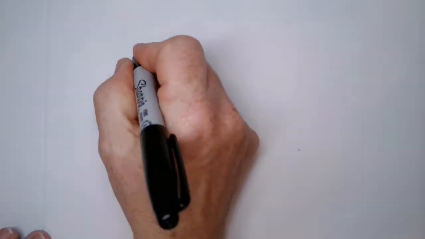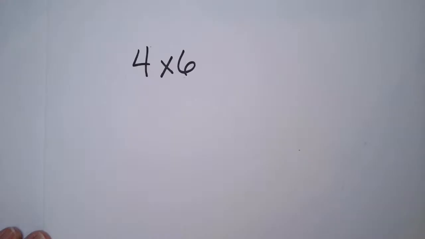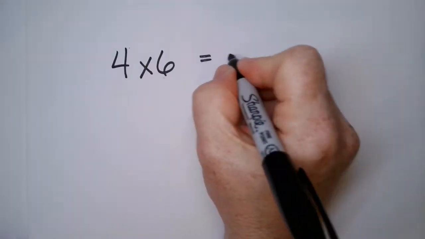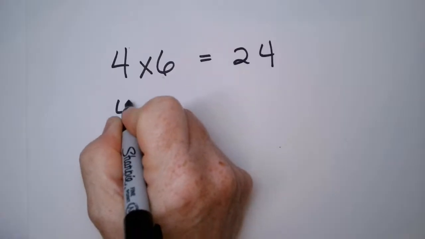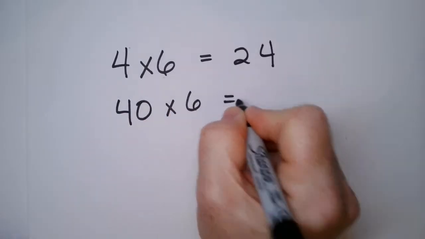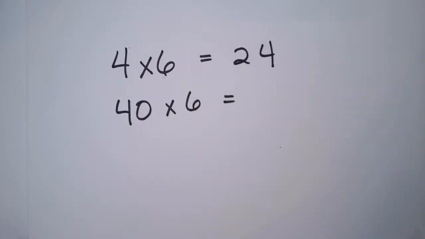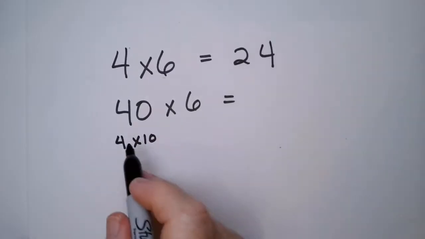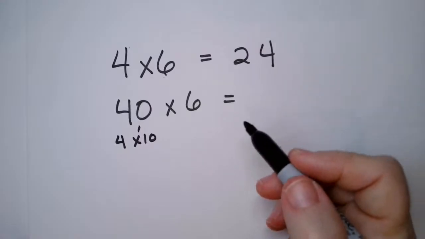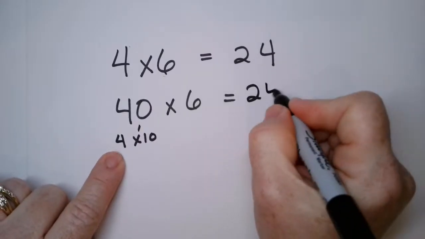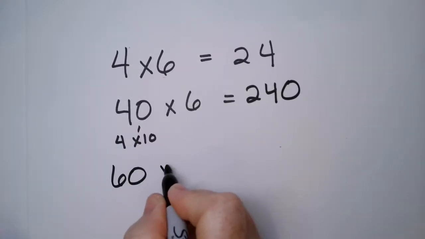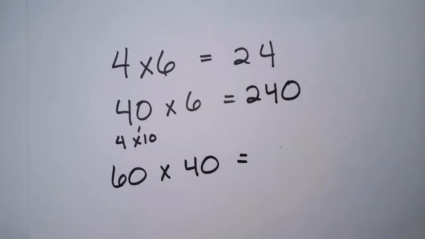Okay, so let's try it with a few other numbers that you're familiar with. Okay, 4 times 6, shout it out. Excellent, 24. Good. 40 times 6, shout it. Remember, this is 4 times 10. So you can still do 4 times 6 and then multiply by the 10. Good. What if both of them have zeros? What would you do?